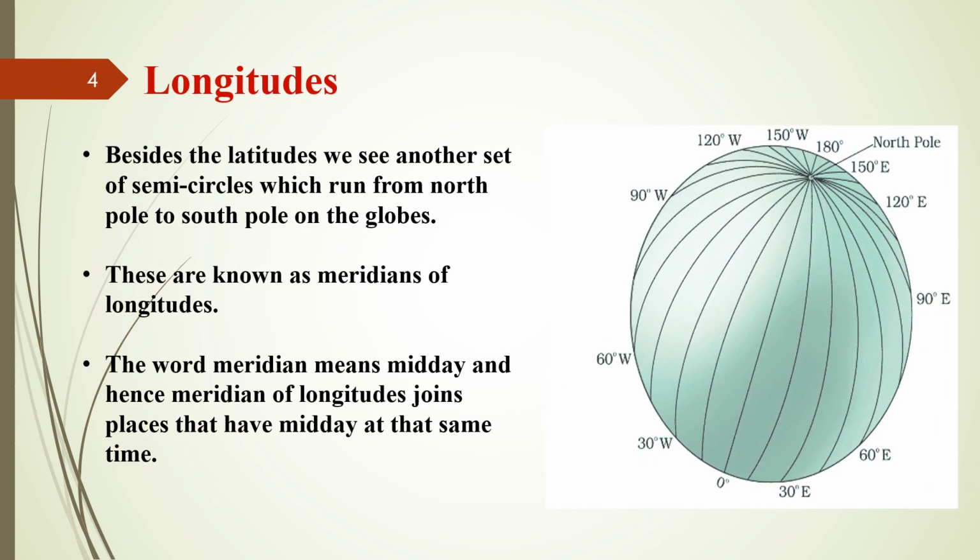Let us learn about longitudes. Another name for longitudes is meridians. Besides the latitudes, we see another set of semicircles which are drawn from north to south of the globe. These imaginary lines drawn from the North Pole to the South Pole are known as meridians. The word meridian means midday, and hence meridians of longitude join places that have midday at the same time.